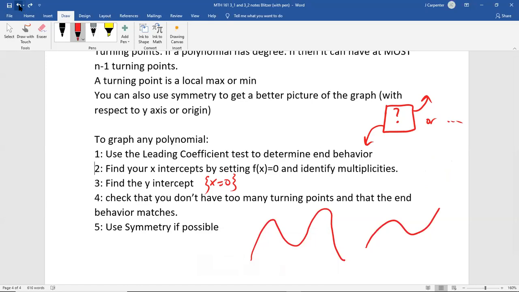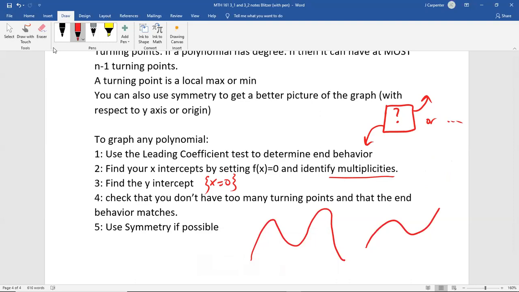Now, I didn't say this out loud, but it is here. When you're finding your X-intercepts, make sure you identify your multiplicities. That's going to be critical because knowing whether we bounce or cross on the axes really helps us develop those hills and valleys appropriately so that there aren't too many or too few.